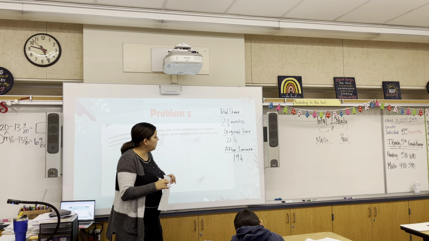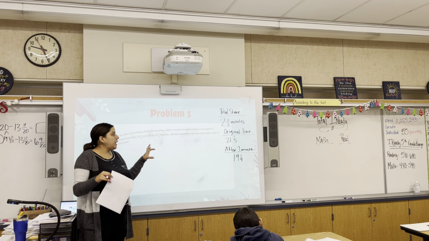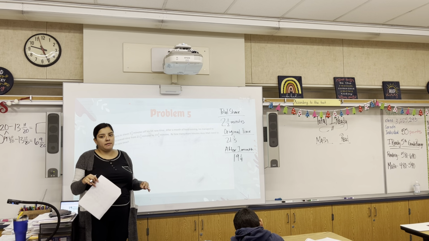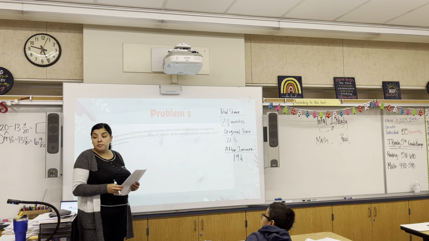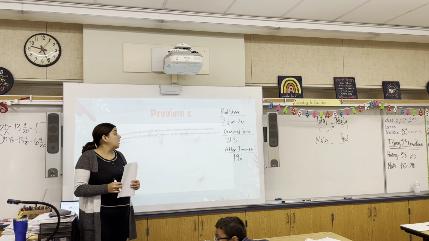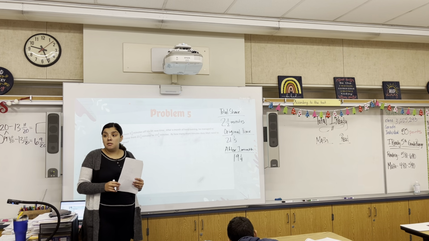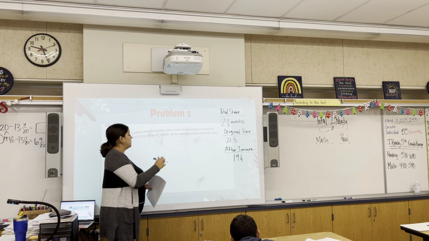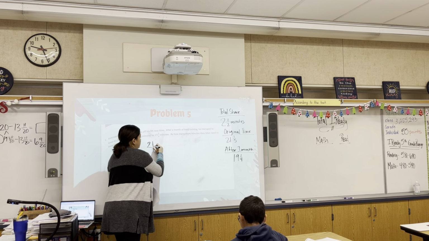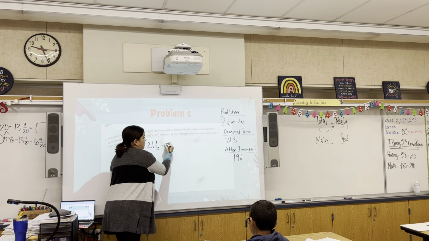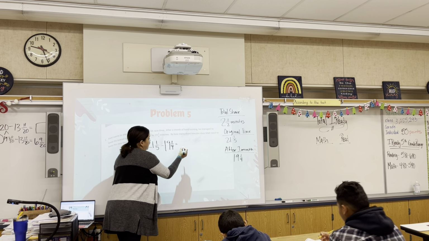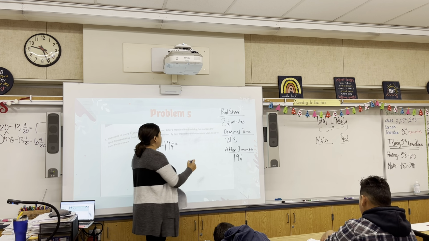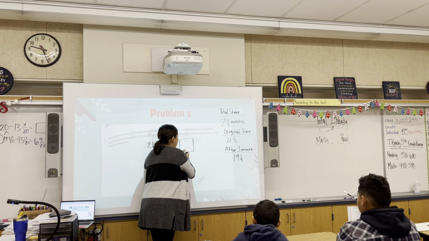How do I know what kind of expression I'm going to set up to find out how much he's already shaved off? Are we going to add or subtract? Good. Yeah, we're going to subtract. So what are we going to subtract? His original one is 21 and 1/5 minus 19 and 1/4. And that's going to tell us how much he's already shaved off, right?